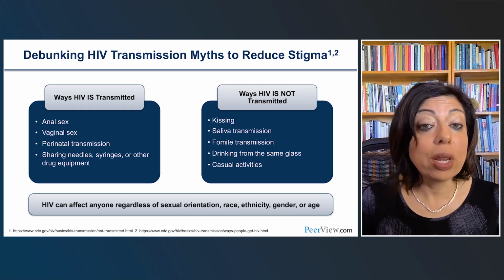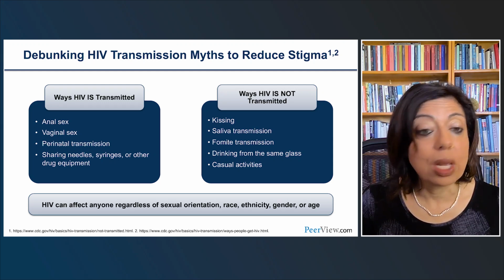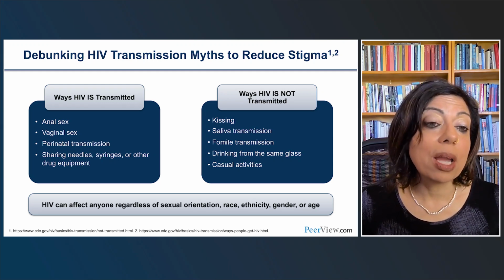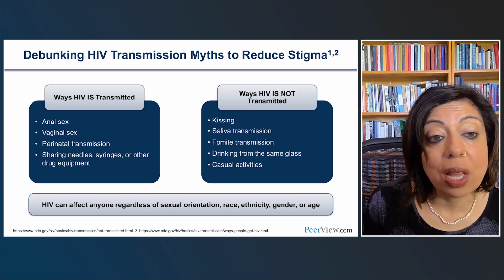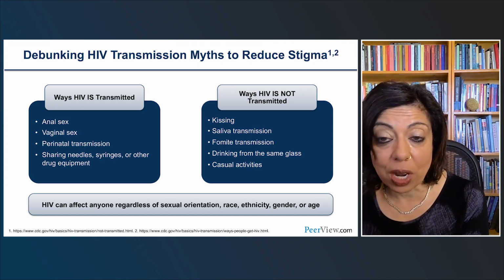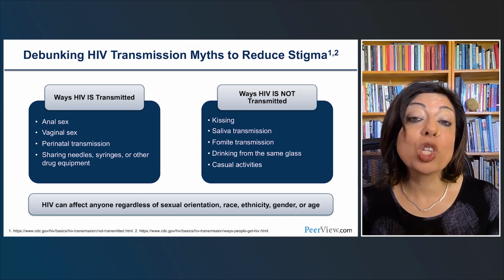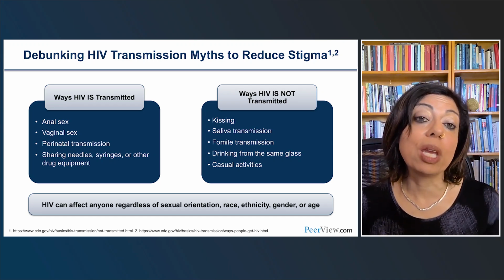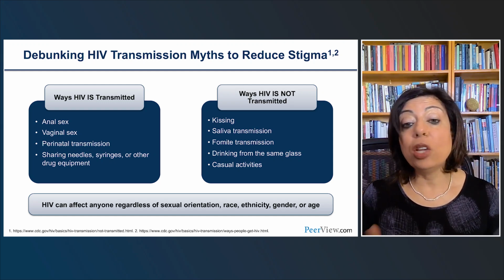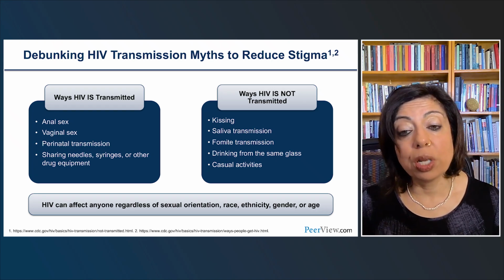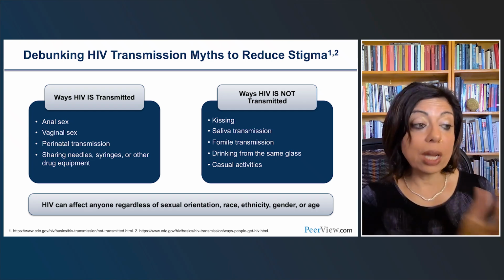HIV is transmitted through anal sex, vaginal sex, perinatal transmission, and sharing needles, syringes, or other drug equipment. HIV is not transmitted by kissing, by saliva transmission, by fomite transmission, from drinking from the same glass, or from casual activities. It's important to give the risk factors for HIV and not in any way tell people that they should be concerned about certain behaviors that do not transmit HIV. It's also important, in a destigmatizing way, to say that HIV can affect anyone, regardless of sexual orientation, race, ethnicity, gender, or age, and so to put a broad risk category on everyone and not single out specific risk groups.